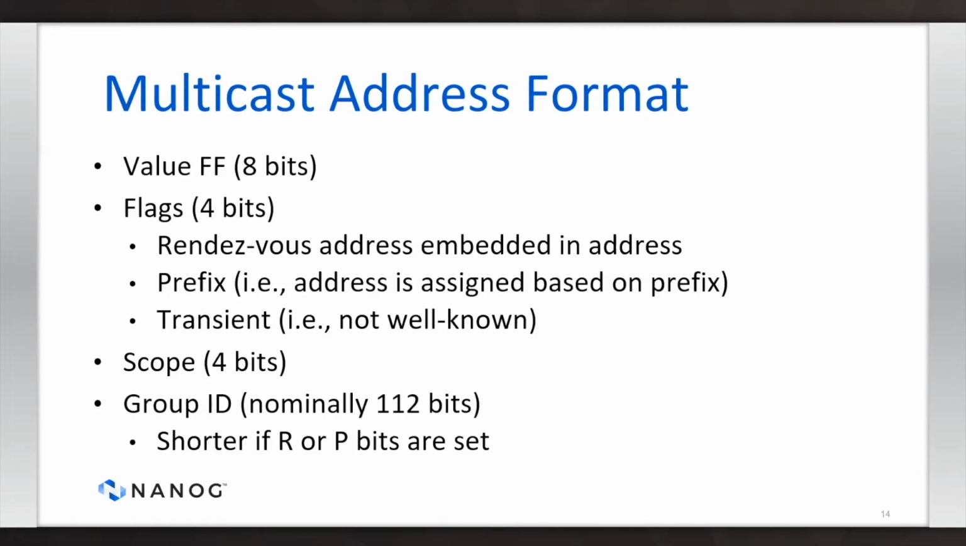Let's talk about multicast address formats. They always start out with 8 bits of FF, flags, 4 bits. 3 of them are used.